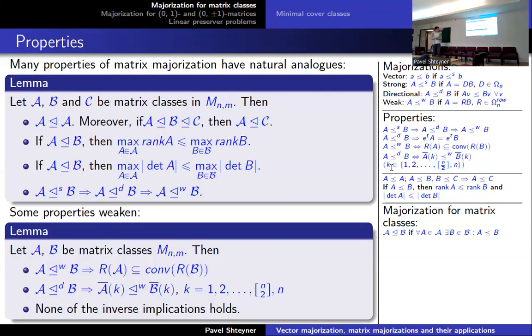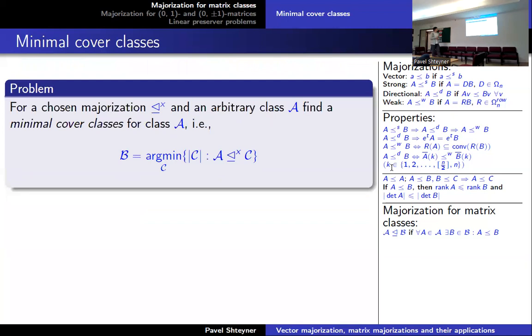Could you remind me what it is? We looked at this problem. So let's say you've chosen some type of majorization and you are given an arbitrary class of matrices. What is the minimal majorizing class, minimal by the number of matrices? You want to have as few matrices as possible to cover all of class A.